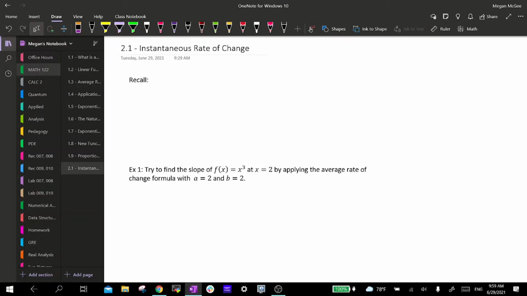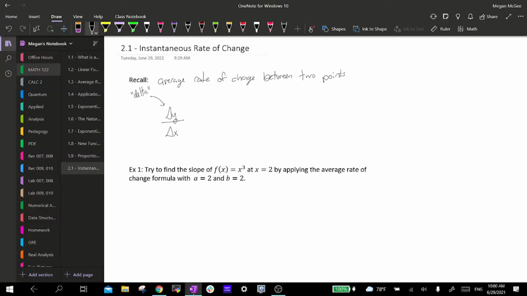Alright, so today we are starting chapter 2 in section 1 called the instantaneous rate of change. So the first thing we're going to do is recall the average rate of change between 2 points, which we learned about in chapter 1. Well, that's our change in y over change in x. Remember, these little triangles are delta. So delta y over delta x.